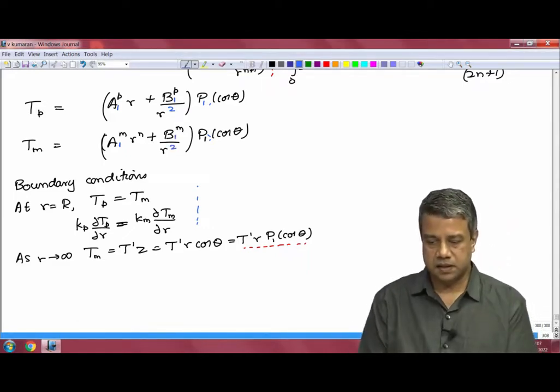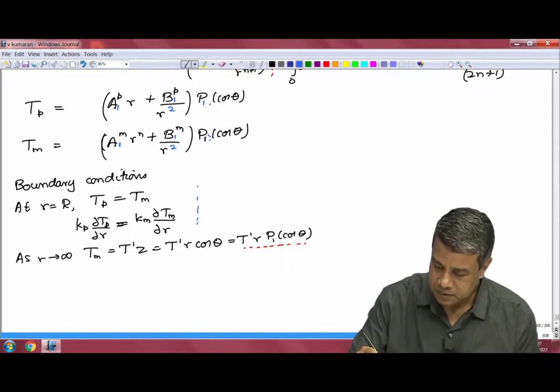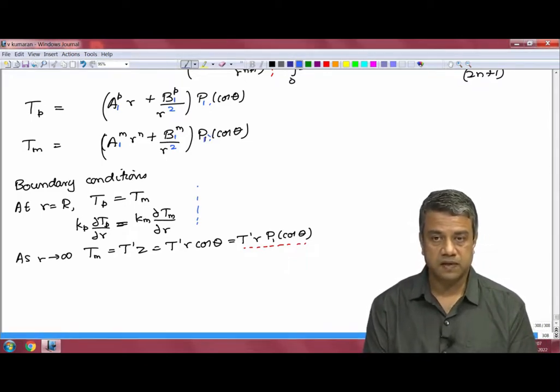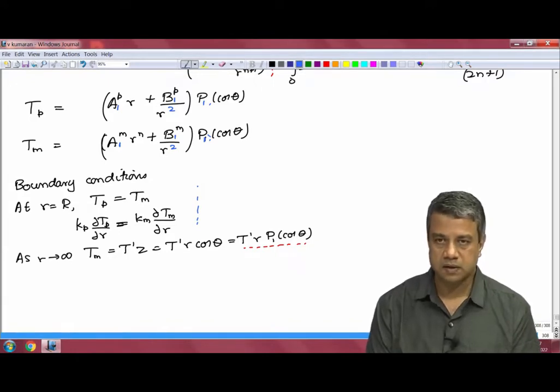Okay, just setting n is equal to 1. So this is just equal to 1. This is the only term that survives because there is no forcing for any of the other Legendre polynomials, and all of those Legendre polynomials are orthogonal to each other.